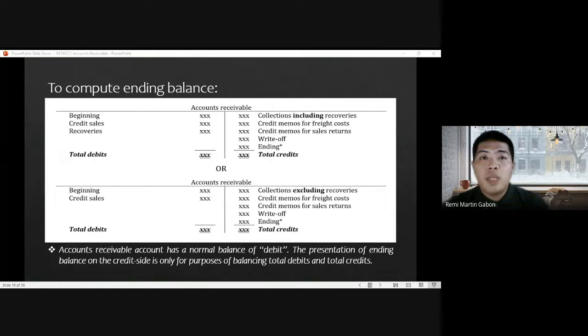So next, we proceed with credit memos, the one with freight cost and sales returns. So for credit memos for freight cost, what does it mean by credit memos? Credit memos are intentional. I'm not sure if the term intentional is appropriate, but it is intentionally decreasing the amount of the accounts receivable from that customer.